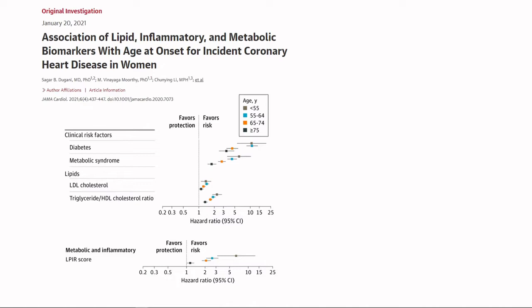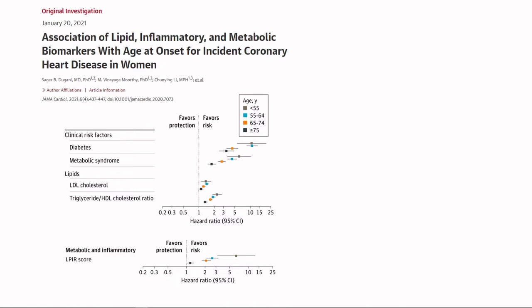The specific outcomes were first MI, percutaneous coronary intervention, coronary artery bypass graft, or CHD death. The authors investigated incident coronary heart disease during 4 different ages: less than 55, 55 to 64, 65 to 74, and greater than 75 years old.